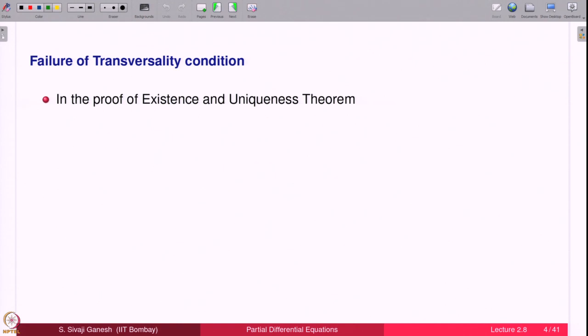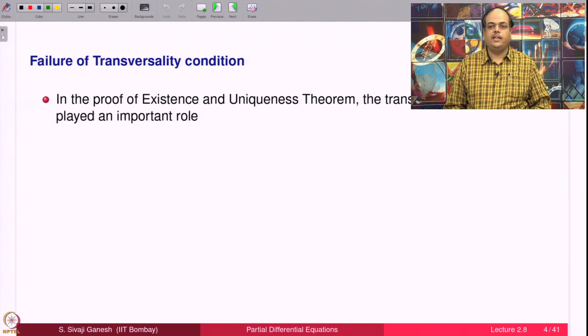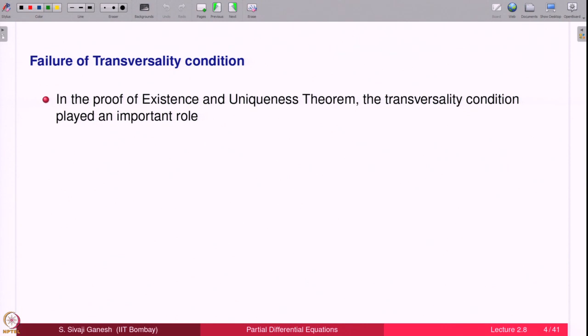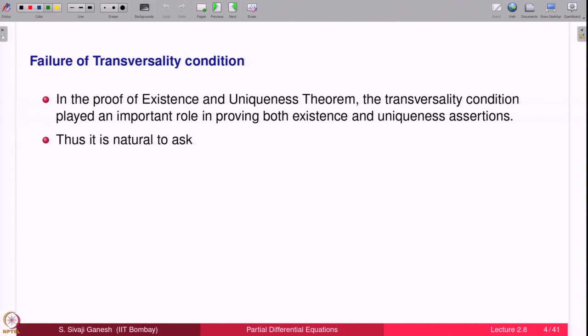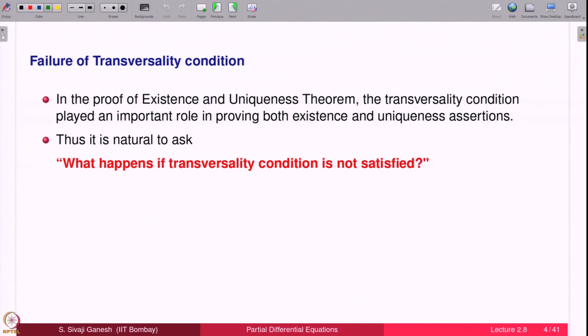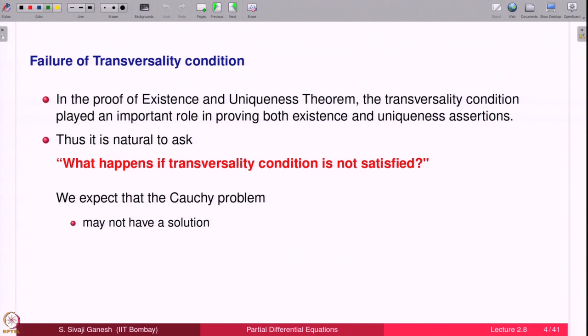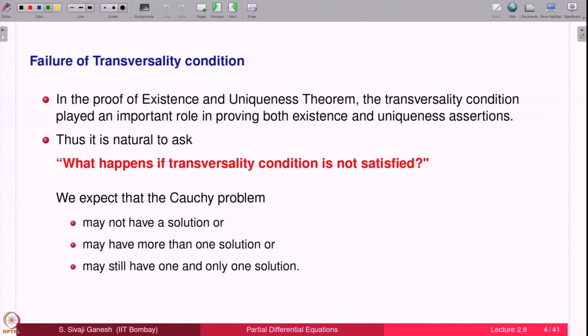In the proof of the existence and uniqueness theorem, the transversality condition played an important role in both the existence and uniqueness assertions, in proving both of them. So, therefore, it is natural to ask what happens if transversality condition is not satisfied. We expect that the Cauchy problem may not have a solution, that is existence is violated. Second aspect is uniqueness is violated, that means it has more than one solution, or it may still have one and only one solution.